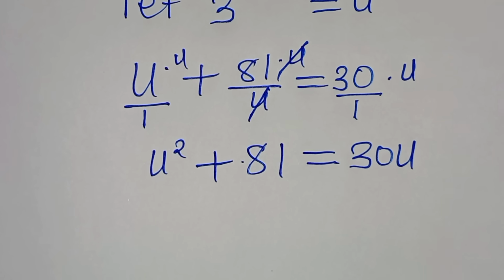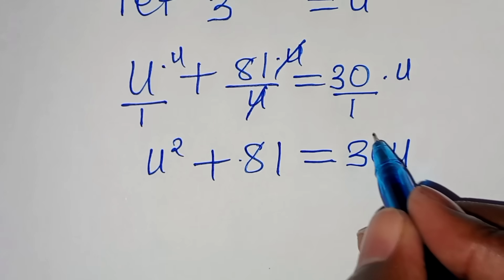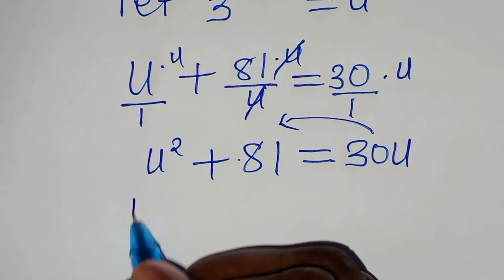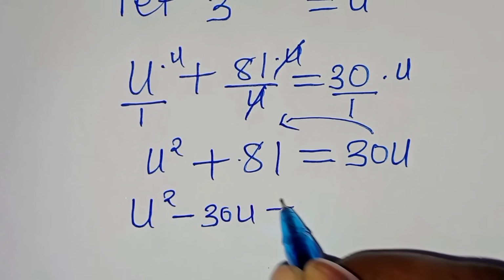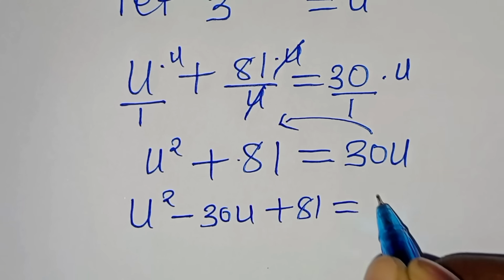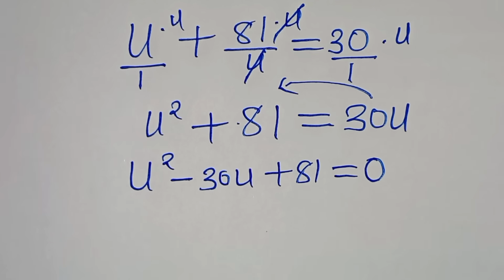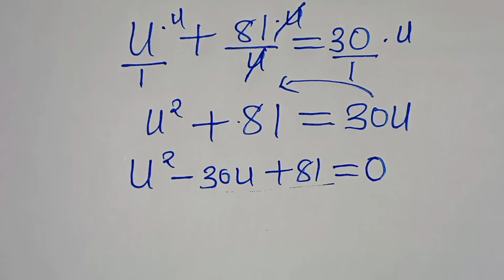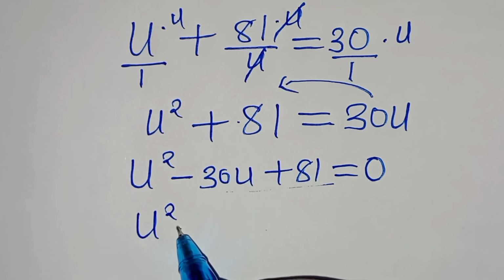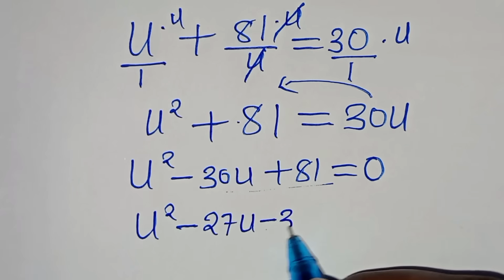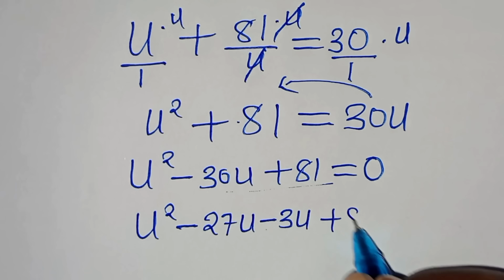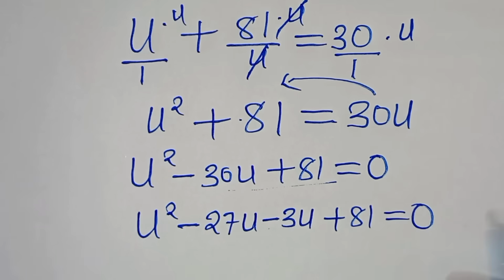The next step is, let's take 30u to the left hand side. So this means we have u to the power of 2 minus 30u plus 81 equal to 0. Now, this is a quadratic equation. We can solve this quadratic equation by factorization method so that we have u to the power of 2 minus 27u minus 3u plus 81 equal to 0.